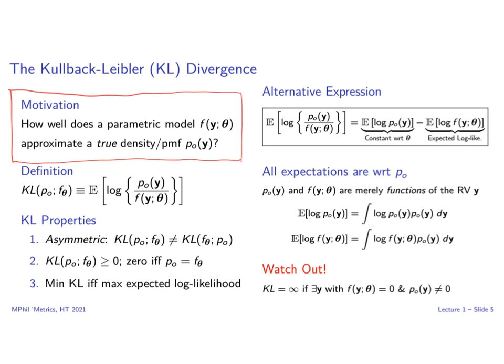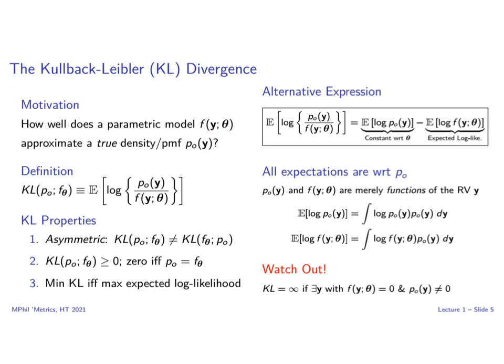The way we're going to measure this is called the Kullback-Leibler divergence. We'll use the notation f of y, theta to denote our parametric model. So theta is the unknown parameter vector, and y is some random vector. And we will use the notation p naught of y to denote the true unknown density, or PMF, depending on whether this is a continuous or a discrete random vector.